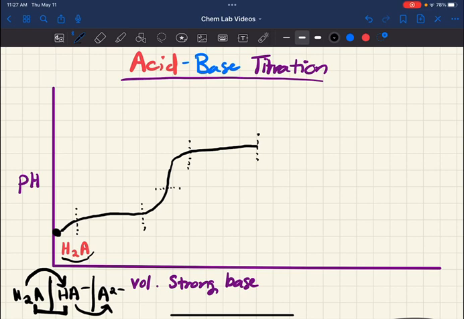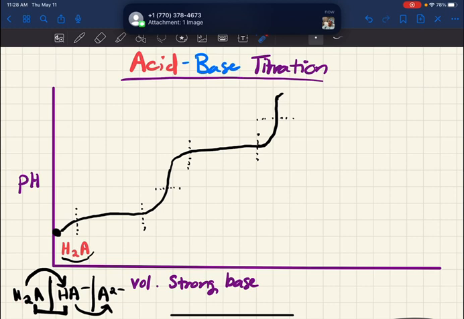As we keep adding more base, we will eventually start to leave that plateau region and get to a sharp uptick in pH again, where we will find the second equivalence point. The equivalence point in this case represents all of our HA minus, every mole of it being turned into A2 minus. And so that can confirm again the number of moles of our weak acid that we must have had initially in solution.